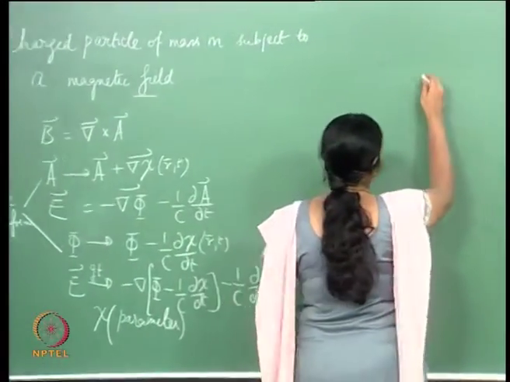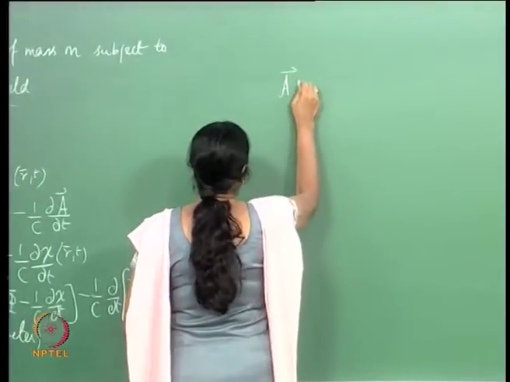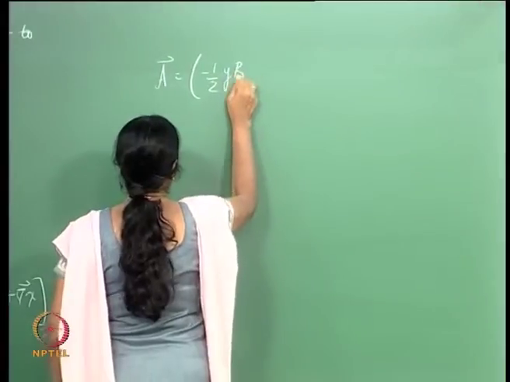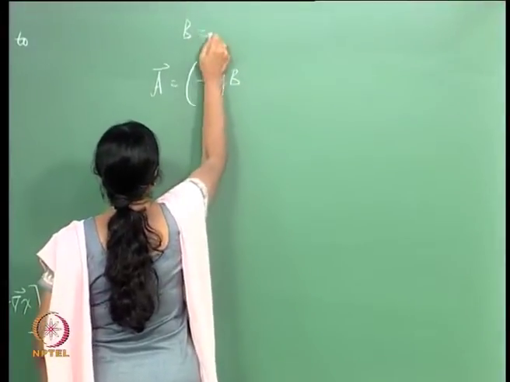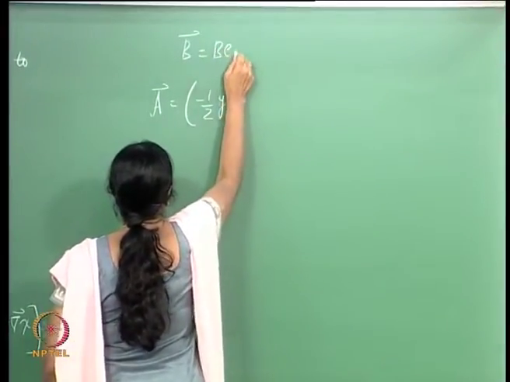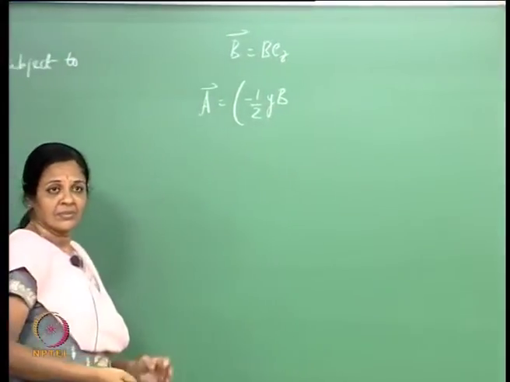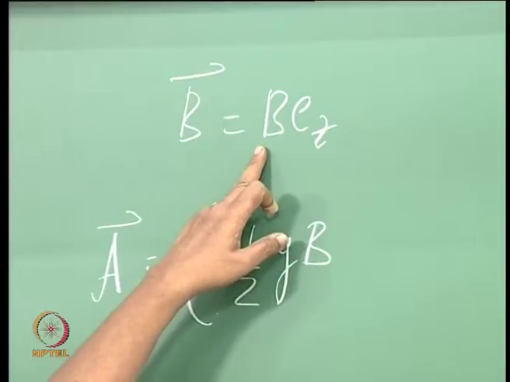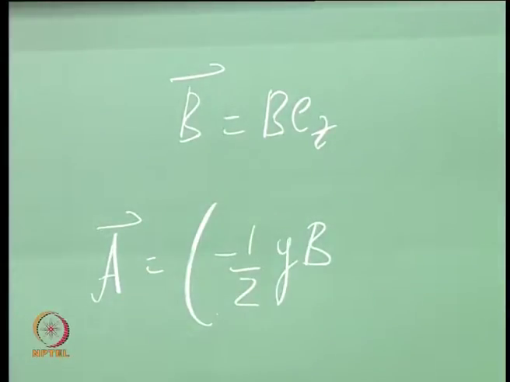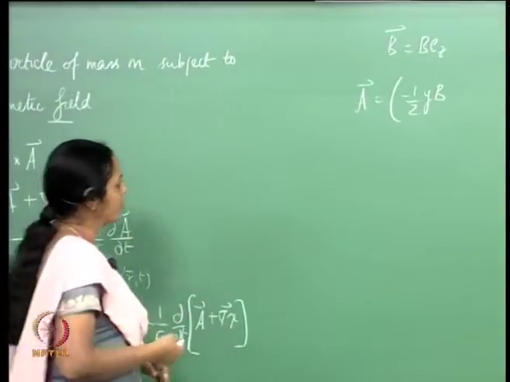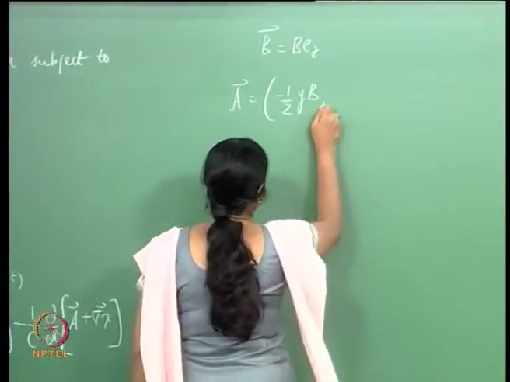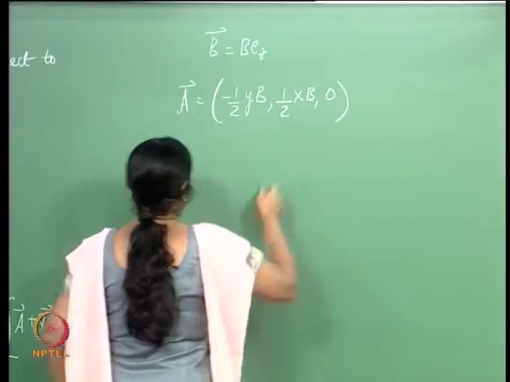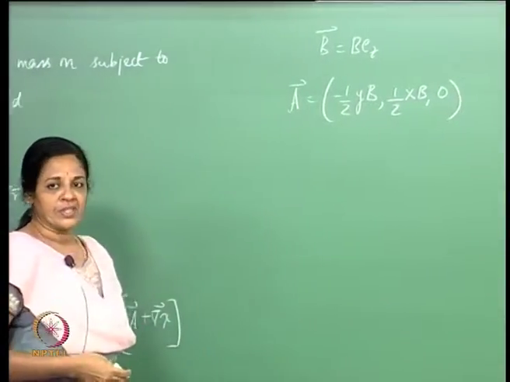Let me look at one of them. So, A could well be minus half y B. I have selected B to be along the z axis. It is a constant here, not a function of space time. So, it is a homogeneous magnetic field, and I have defined that direction to be the z axis. So, A could be this.